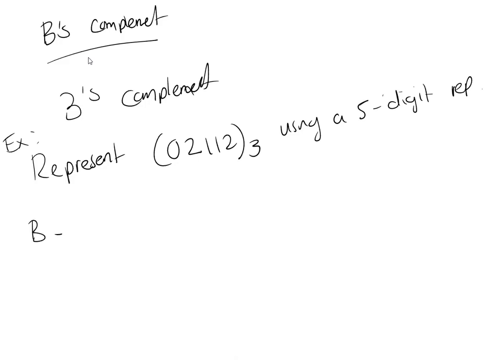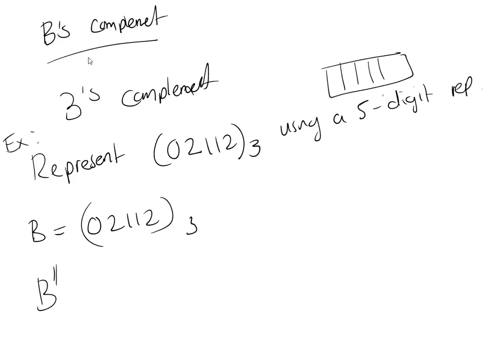So to do that, we say b is equal to 02112 in base 3. To get the b's complement of this, you have to subtract from it the total number of things you can represent in base 3 with 5 digits. And how much is that? Well, with 5 digits, you'll have 3 things here, 3 things there, 3 things there, 3 things there, 3 things there. Oh, that's too many. There's supposed to only be 5. So 3 and then 1 more there. Okay, so 1, 2, 3, 4, 5, right?